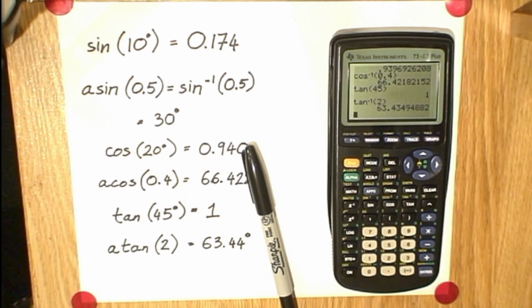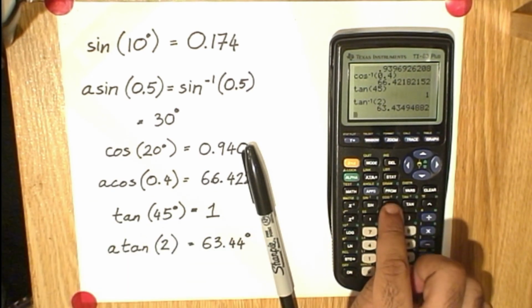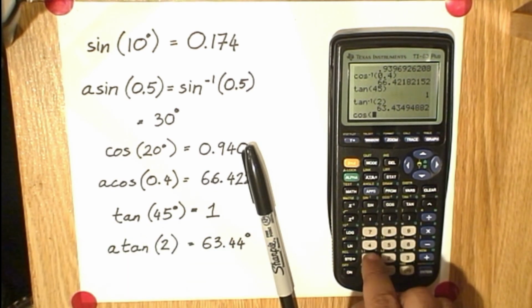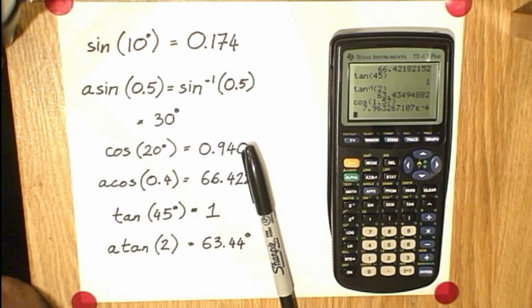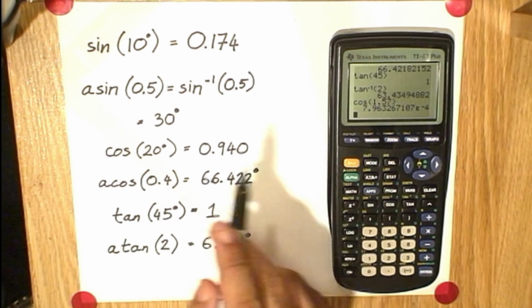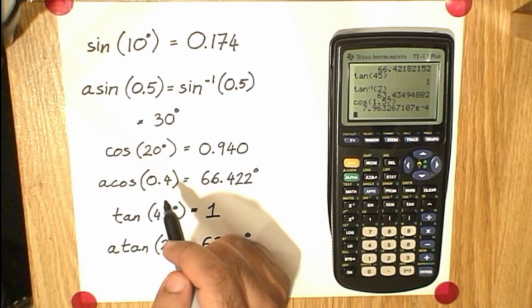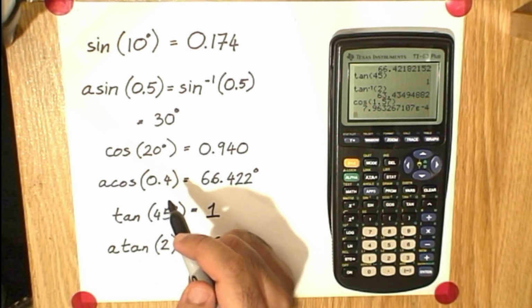Now, let us say that we want to find the cosine of pi over 2 radians. That's 1.57 radians. We would just say cosine 1.57 equals, and we would get this answer, 7.96 times 10 to the minus 4. It's a very small number.